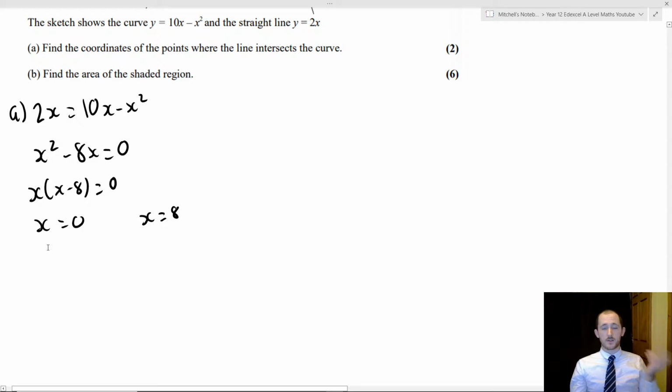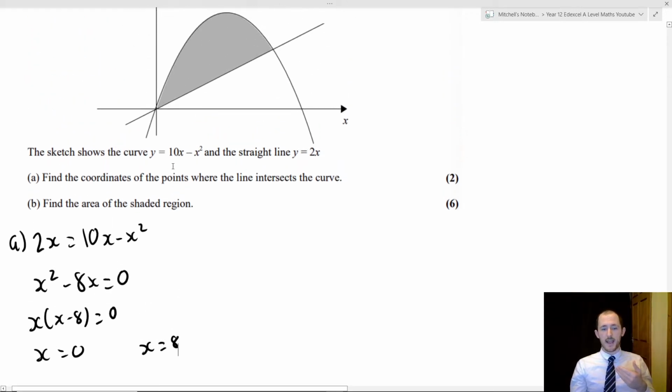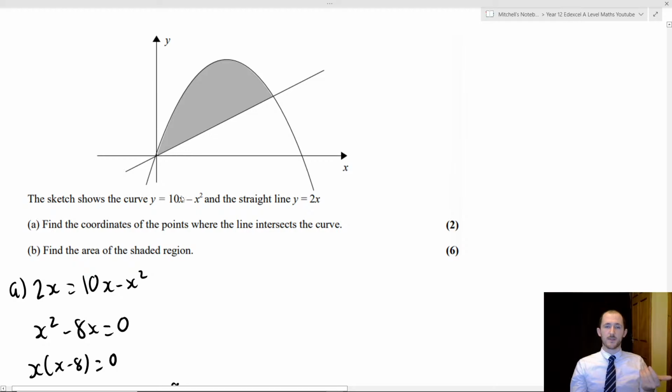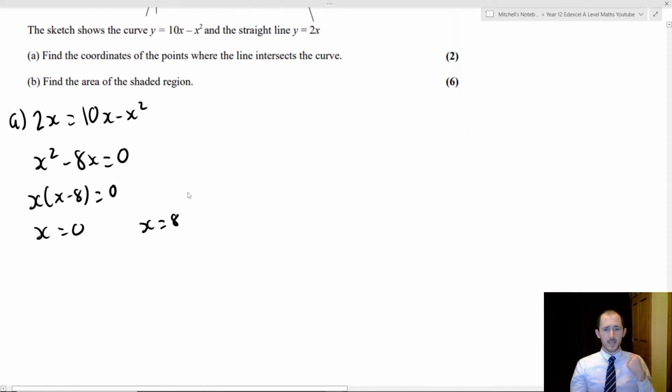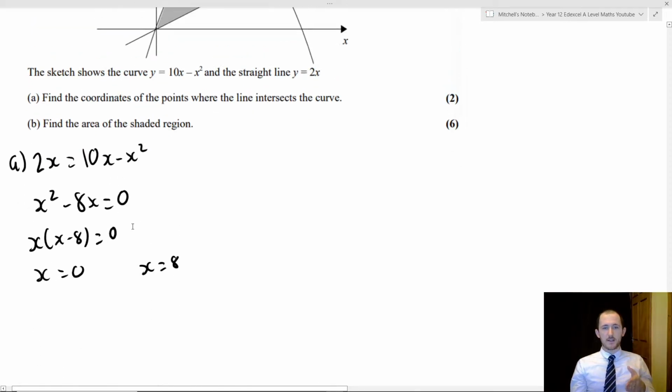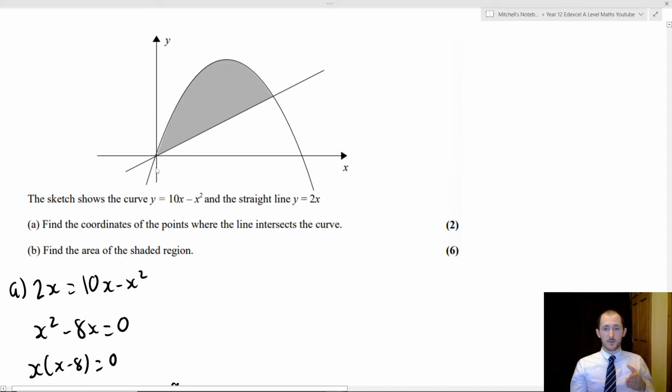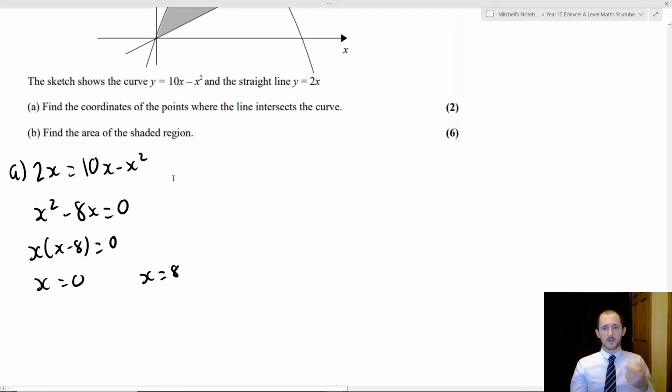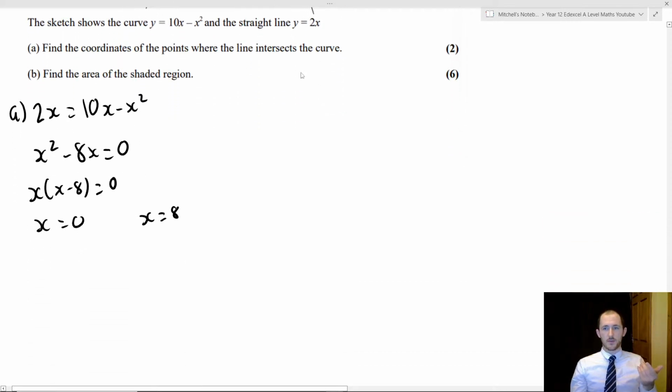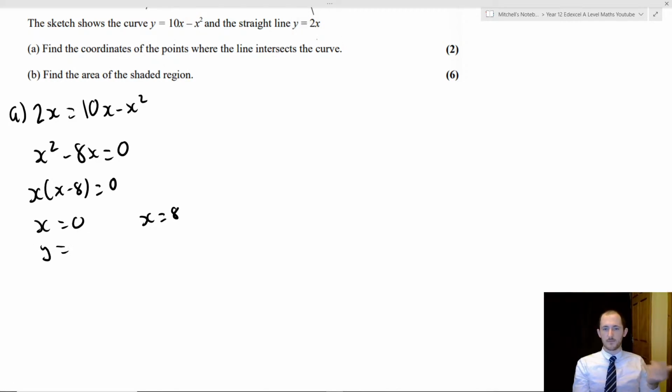So in the beginning I was going to divide by x. That's fine, but know that whenever you divide by x, one of the solutions will be x equals 0. So we have those 2 values, but we want the actual coordinates, so we want the y values too. All we're going to do is sub in x equals 0 to either equation. If I sub it into here, when x is 0, y is 0. Nice and handy.